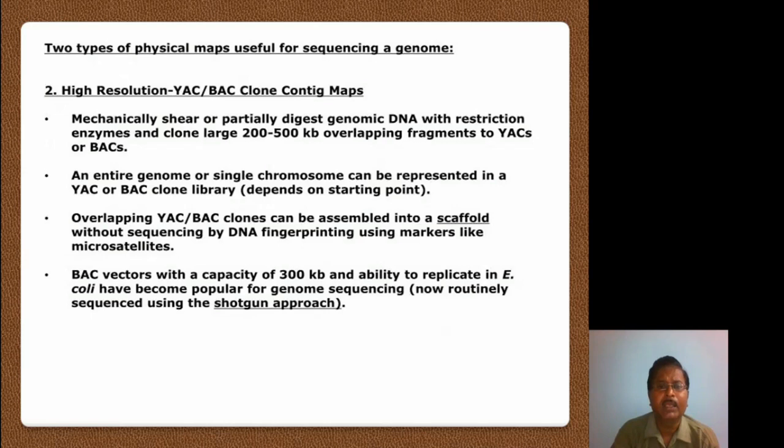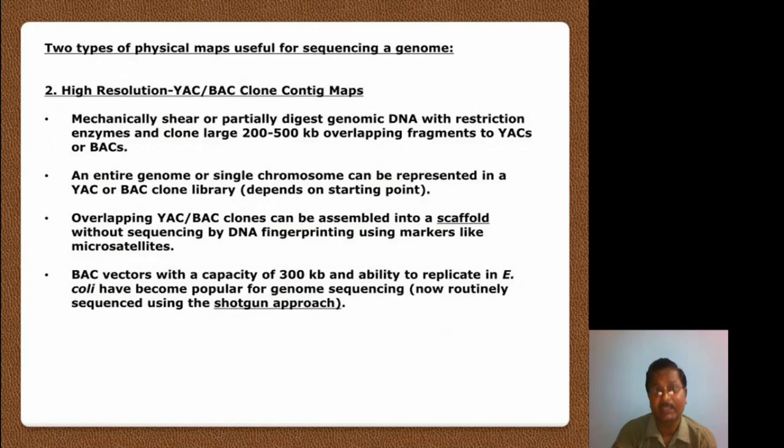Mechanically shear or partially digest genomic DNA with restriction enzymes and clone large 200 to 500 kilobase overlapping fragments into YACs or BACs. An entire genome or single chromosome can be represented in a YAC or BAC clone library. It depends on the starting point where the gene starts. Then overlapping YAC or BAC clones can be assembled into a scaffold without sequencing, by DNA fingerprinting using markers like microsatellites. BAC vectors, with a capacity of 300 kb and the ability to replicate in the bacterium Escherichia coli, have become popular for genome sequencing. Now they are routinely sequenced using the shotgun method.